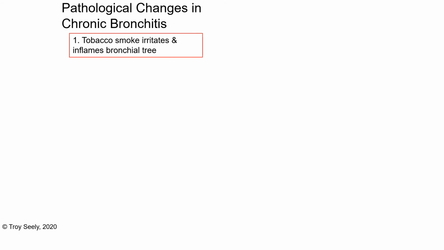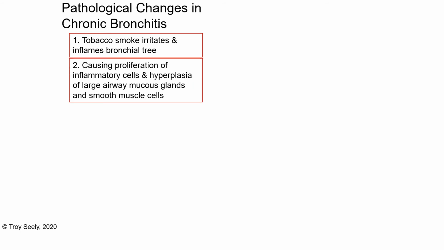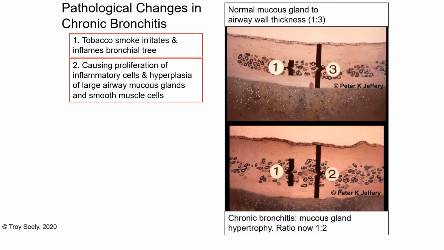So going over the pathological changes that are involved in chronic bronchitis. Once again, let's consider a patient who for a period of time has been smoking cigarettes, and with that smoke coming into the lungs, it will result in irritation and inflammation of the bronchial tree. This causes proliferation of the inflammatory cells and hyperplasia. So hyperplasia is an enlargement of an organ or a tissue. So hyperplasia of large airway mucus glands and smooth muscle cells. And as a visual representation, we can look here on the right. So normally there should be a ratio of a mucus gland of 1 to 3.